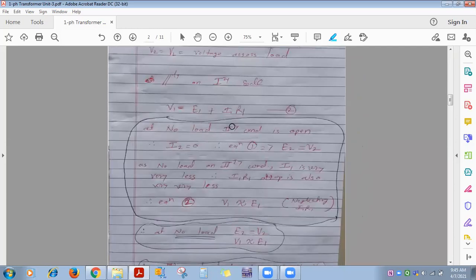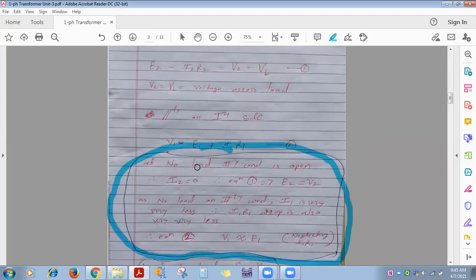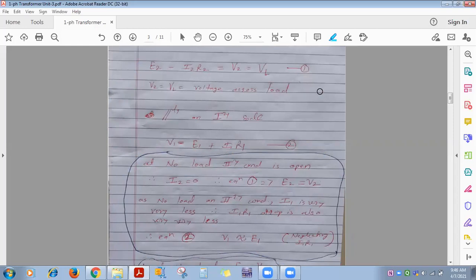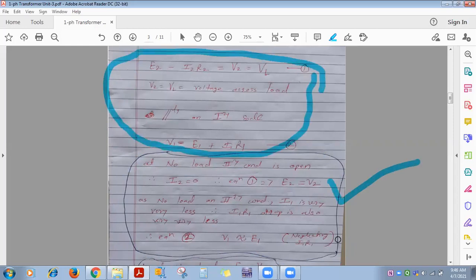So see what will happen at no load. I2 is 0. That's why E2 will be equal to V2. Of these equations, two are for the loaded condition and this one is for no load. So at no load, I2 is 0, that's why E2 becomes equal to V2. And what will occur on the primary side at no load?